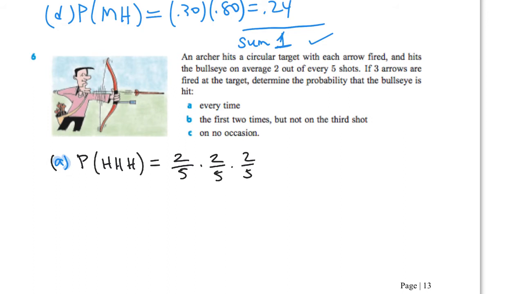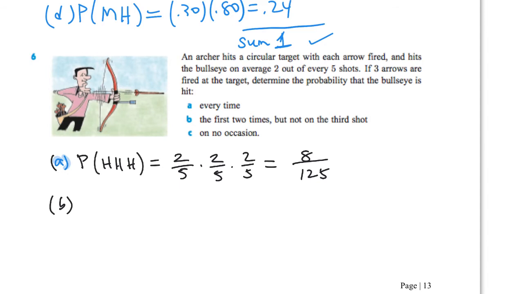And again, this is believing that every shot fired at the archery target is independent. Some people might argue that that seems a little bit unrealistic, but let's assume every shot's independent for the purpose of this. So be careful here. Sometimes it's a common mistake, but 2 times 2 times 2 is not 6, it's 8. So 8 out of 125.